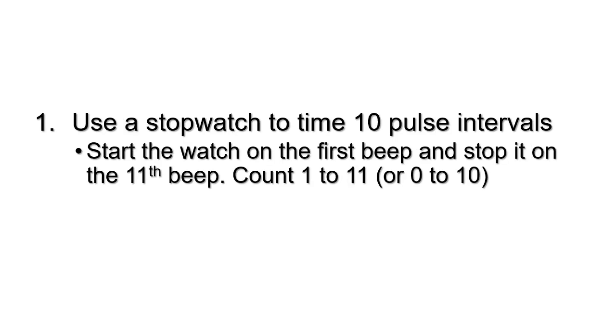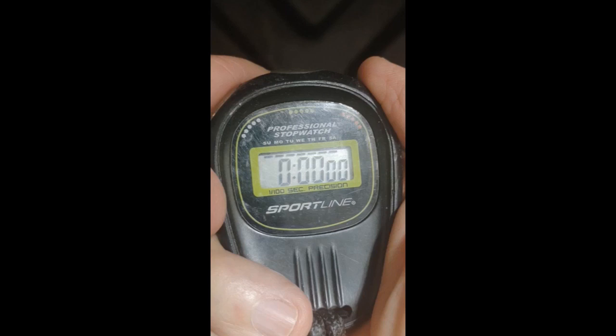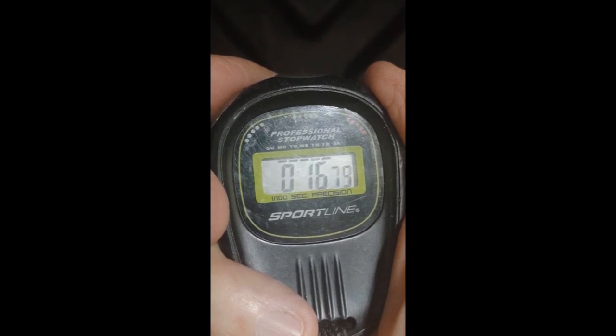I use a sports stopwatch to time 10 pulse intervals, starting on one beep and then stopping the watch on the 11th beep. I count from 1 to 11 like this. 1, 2, 3, 4, 5, 6, 7, 8, 9, 10, 11.